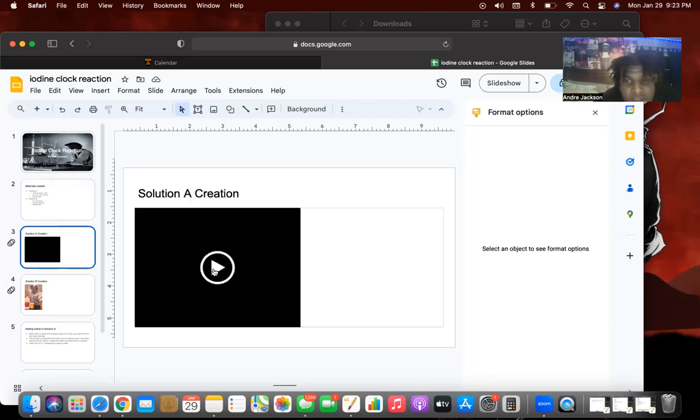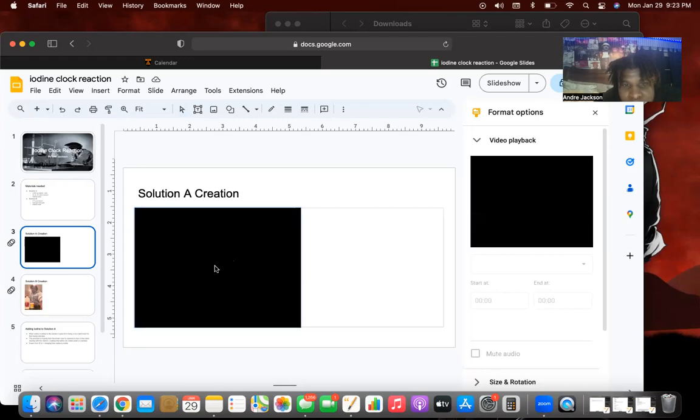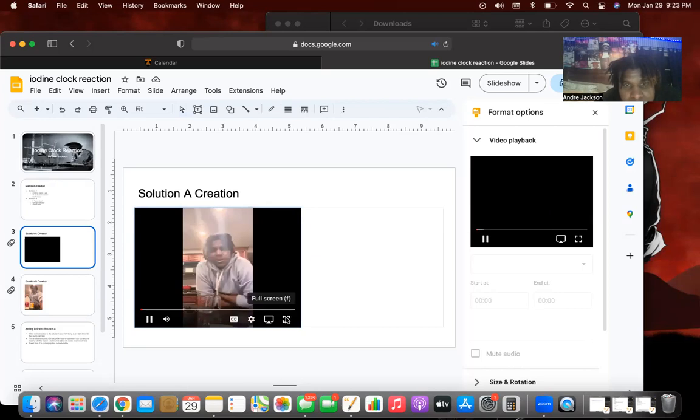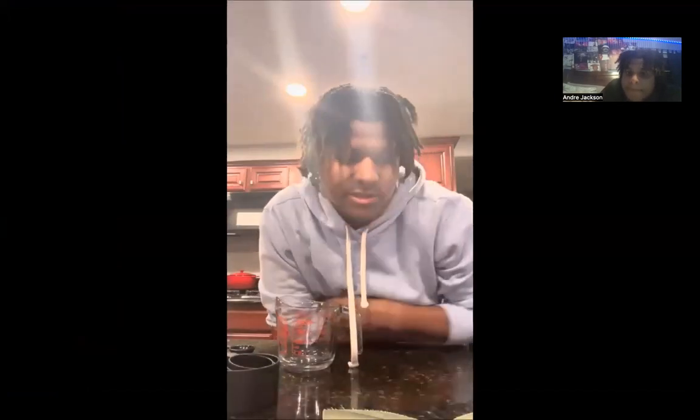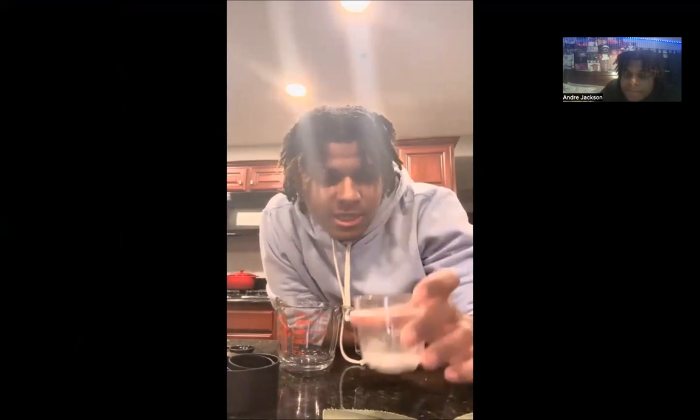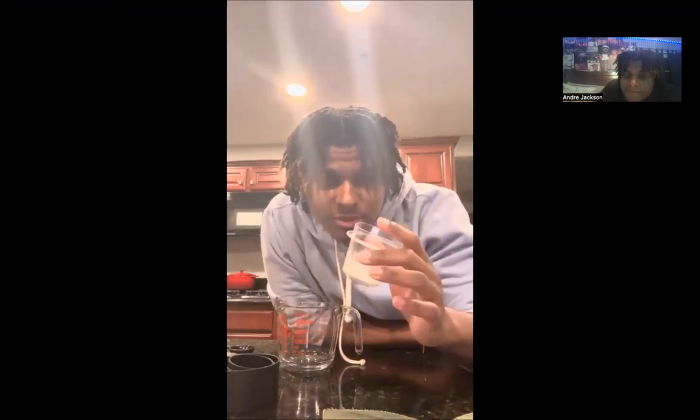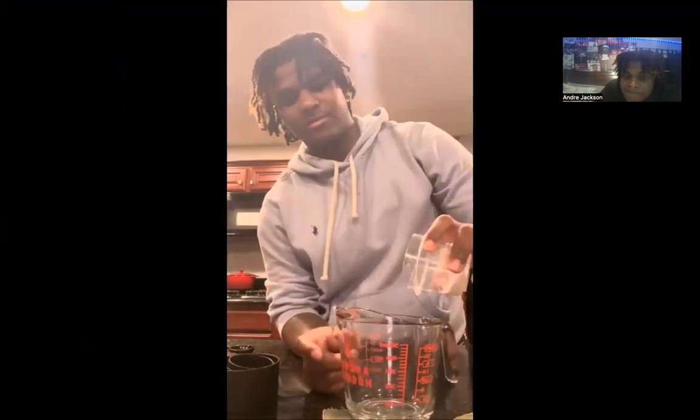Okay, so this is the creation in the first video of the solution. This is my video for the first solution A. I have my crushed up vitamin C right here. I had to use 500 milligrams, so I got to crush 4 pills to make this powder right here. So I'm gonna pour it into my beaker or measuring cup.